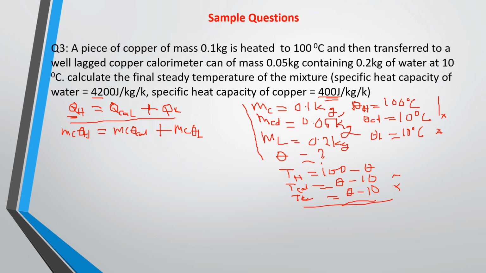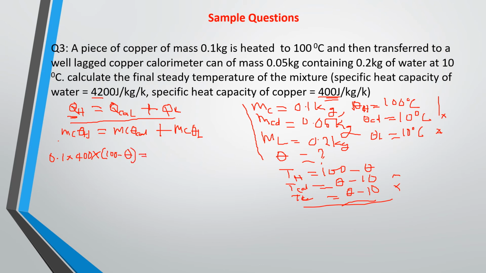Is that okay? So once you have been able to bring out all this, it becomes easy. Just substitute them into this equation that you have. So for this, we have the mass of the copper, which is 0.1, times 400, which is the specific heat capacity of copper, multiplied by the change in temperature. So the change in temperature of copper is 100 minus theta.